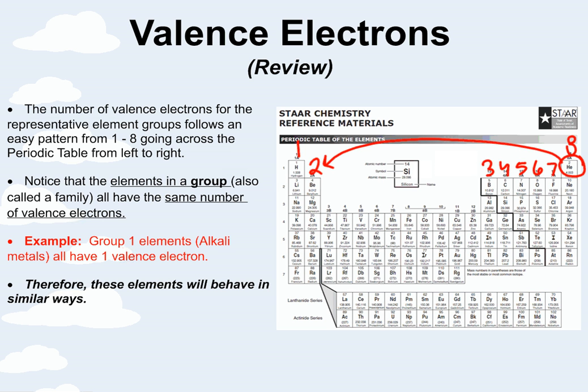Okay, notice that the elements in a group, also called a family, all have the same number of valence electrons. For example, group 1 elements, known as the alkali metals, all have 1 valence electron. Therefore, they will behave in very similar ways.